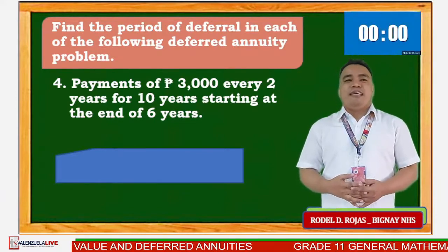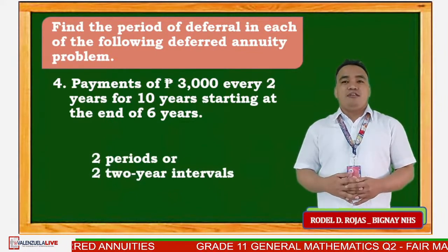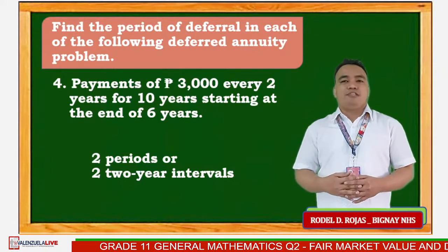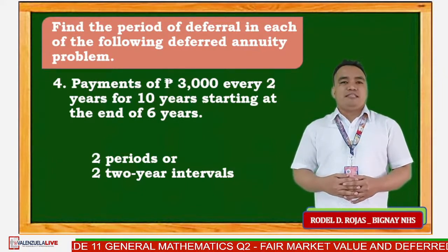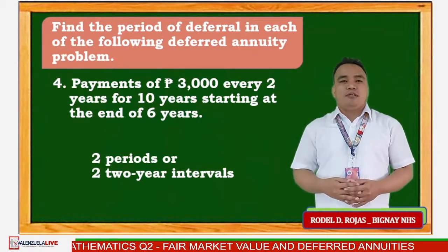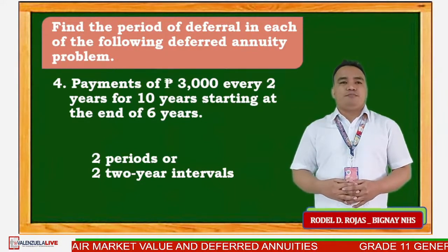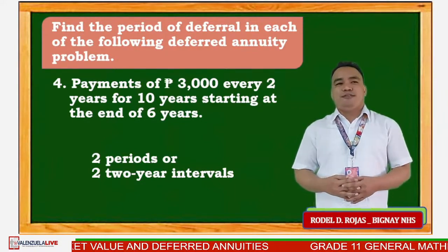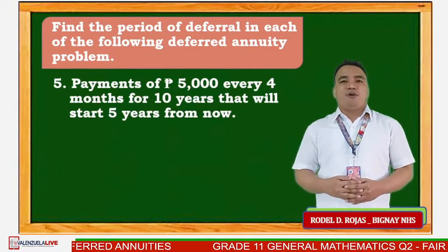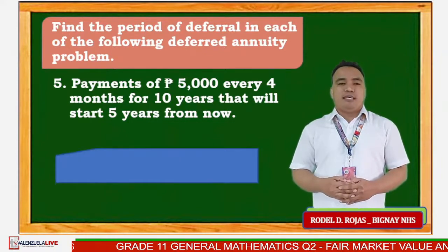Time is up. The answer is 2 periods or 2-year intervals. The first payment is due at the end of 6 years, which is at time 3 if payments are every 2 years. The period of deferral is from time 0 to time 2. Last number, 5: payments of 5,000 pesos every 4 months for 10 years that will start 5 years from now. 5 seconds, go.